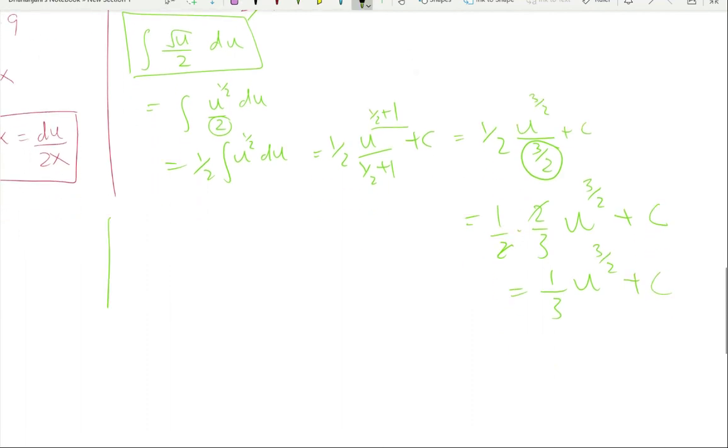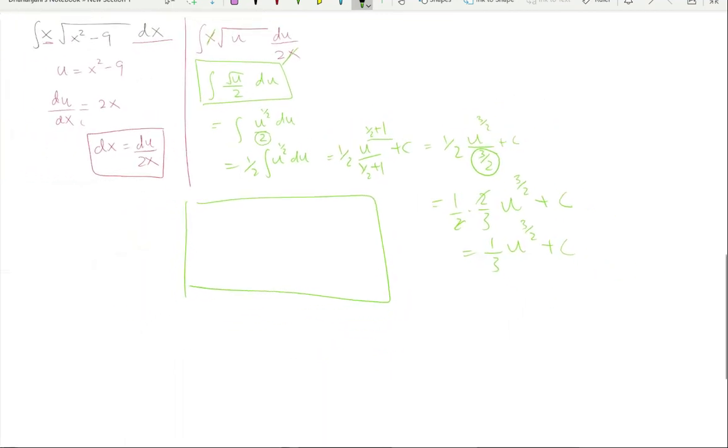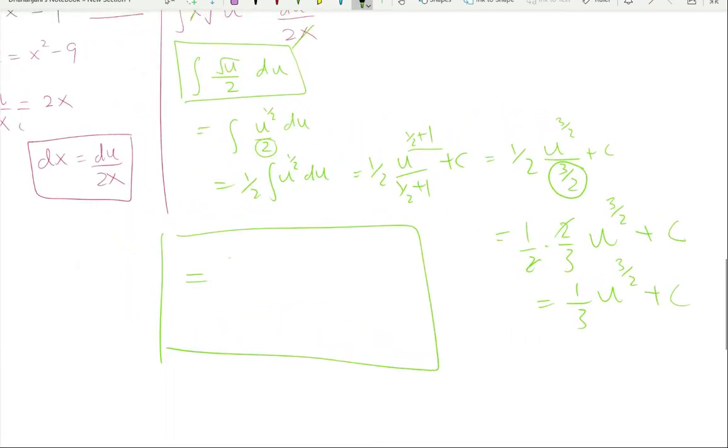Now let's write the final answer by replacing u. u is, if I recall correctly, x square minus 9, right? So the answer is 1 over 3 times x square minus 9, to the 3 over 2, plus c. This is what you get after you integrate this integral.